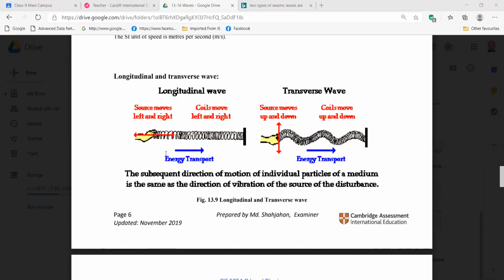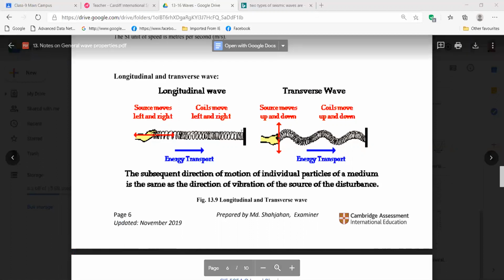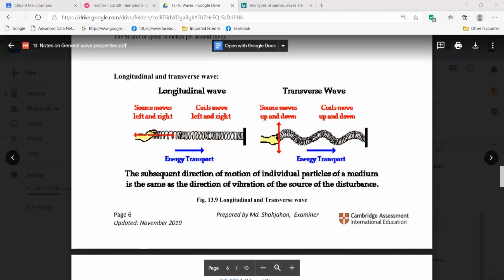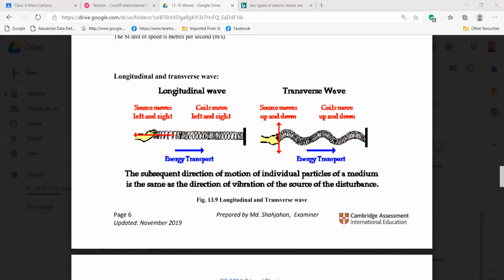Look, our energy is transferring to the right side. The spring is fixed at the right, and one person is compressing and expanding the spring, and this way the energy is transferred till the end. So the energy transfer direction is right side, and the vibration of the particles in the spring is forward and backward. Look, arrows are given right and left. So this vibration is happening forward and backward. That's why it is called longitudinal wave.